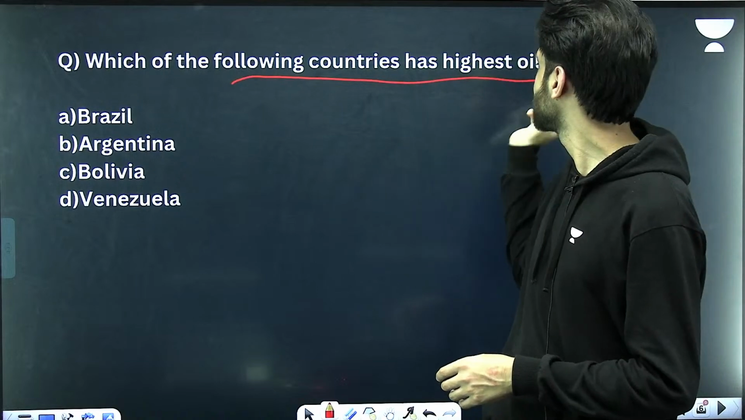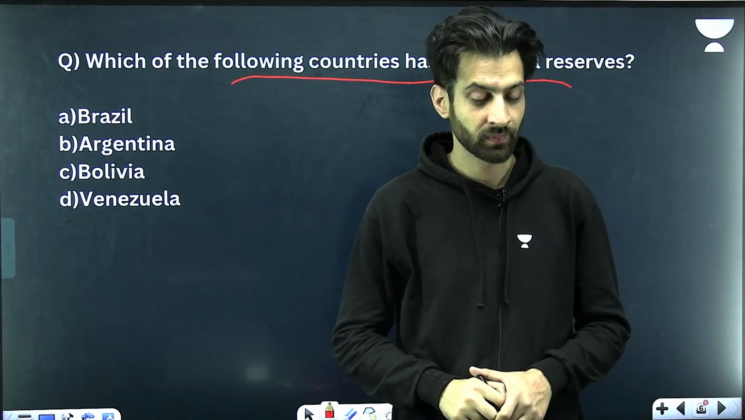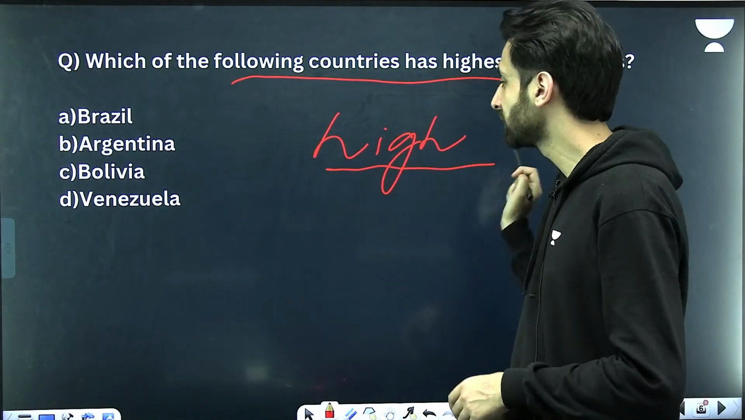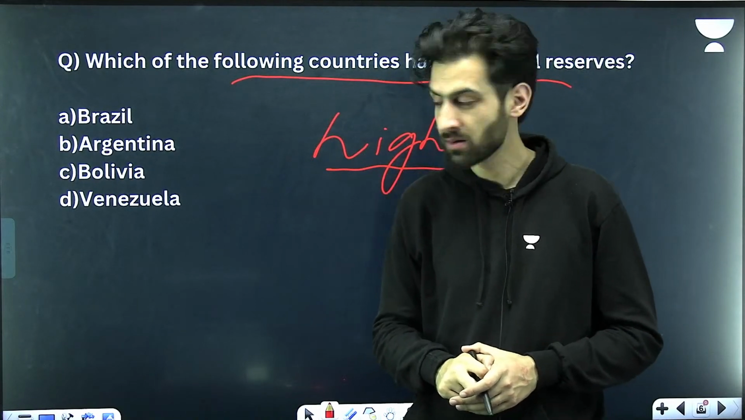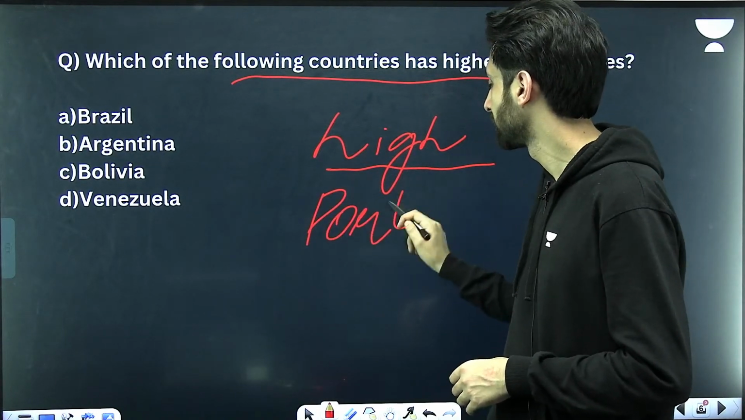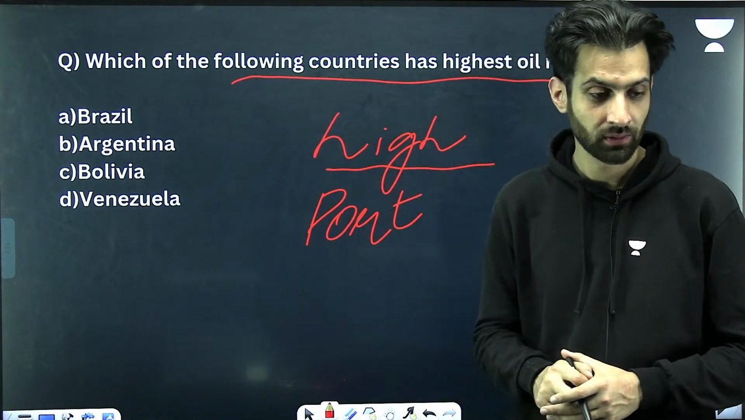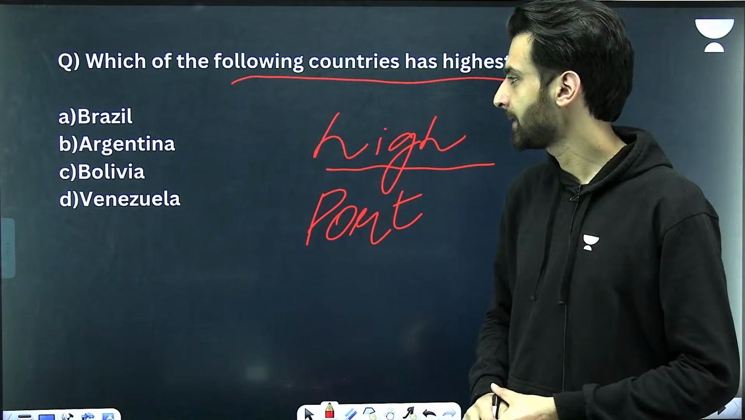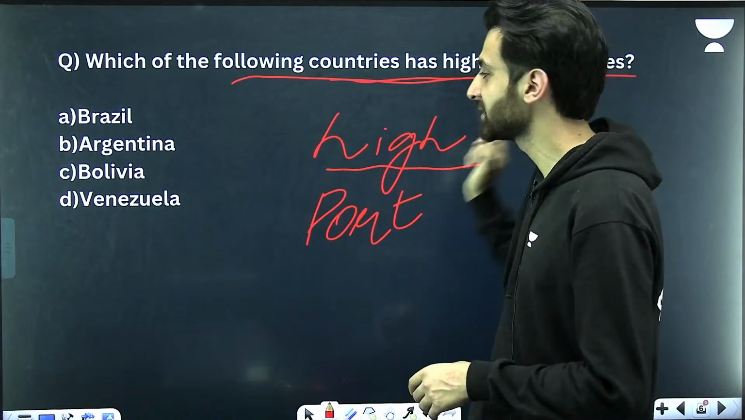Which of the following countries has the highest oil reserves? This is the last question. Highest oil reserves. I mentioned it there. The country has Angel Falls as well, and Port Maracaibo as well. So this is very easy now. Now you guys can answer it. Highest oil reserves.